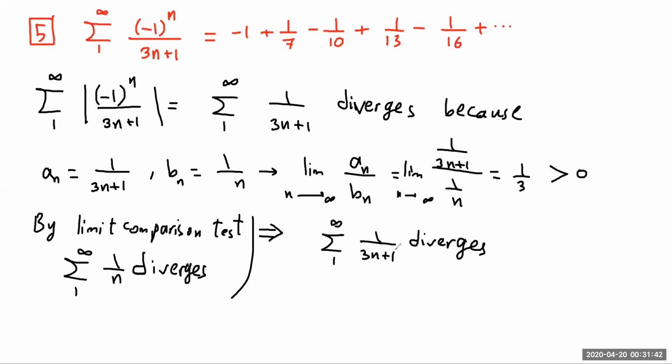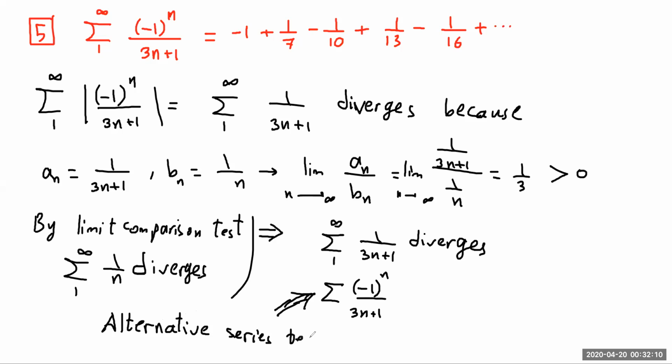So with the absolute value, it diverges. But if I take it without the absolute value, using the alternating series test, this series converges. So because in absolute value it diverges, it converges conditionally.